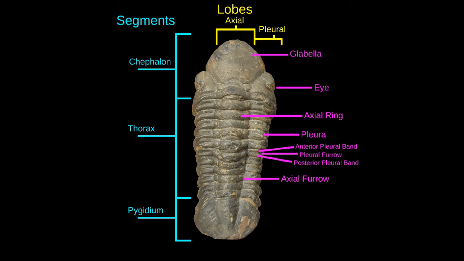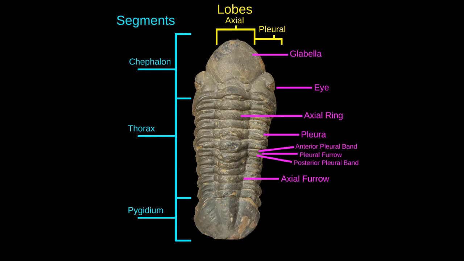Trilobites are called trilobites because their bodies are made up of three lobes. Three lobes, trilobal, trilobite. These lobes consist of a central axial lobe and left and right pleural lobes. Trilobites are also divided into three body segments: the head segment, called the cephalon, the body segment, called the thorax, and the tail segment, called the pygidium.